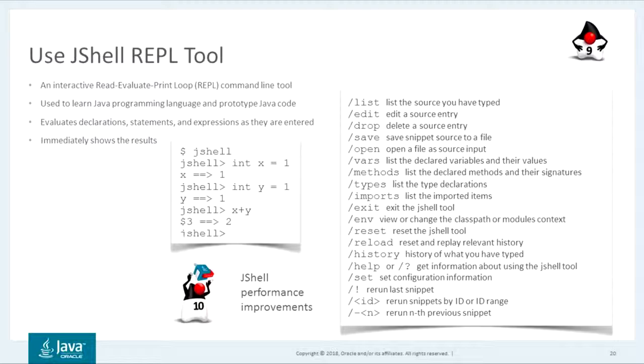The version 10 for JShell contains some performance improvements that allow it to start a bit quicker. Apart from that, functionality-wise, it's the same as in version 9.